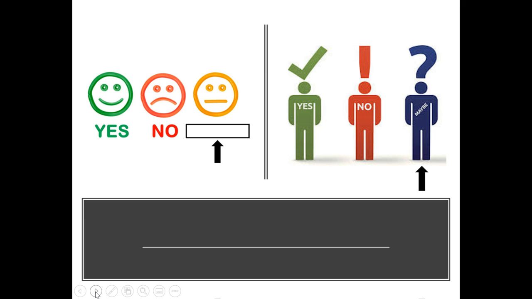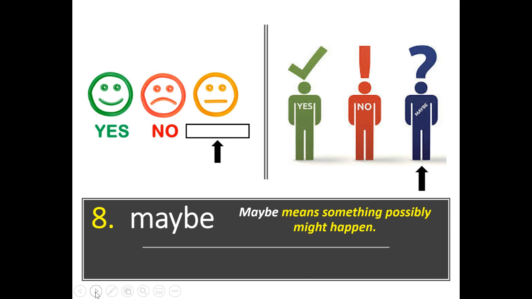So, how are these pictures the same or similar? They both show maybe. Yes, no, and maybe. Maybe means something possibly might happen. So a synonym could be possibly.